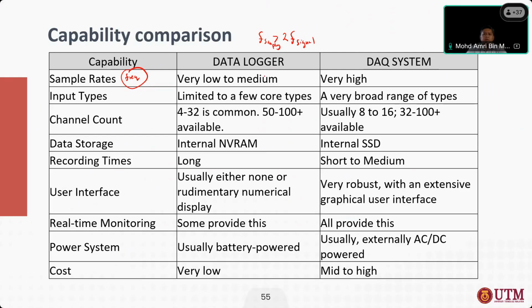For a data logger, the sampling rate or sampling frequency is low to medium, but for DAQ it can go up to very high, in the range of megahertz and up to gigahertz, or sometimes in bytes per second. Other than that, in specification, data loggers usually have a smaller number of inputs. The data logger is capable of recording data for a very long period of time. In some applications, a data logger records data for up to years.